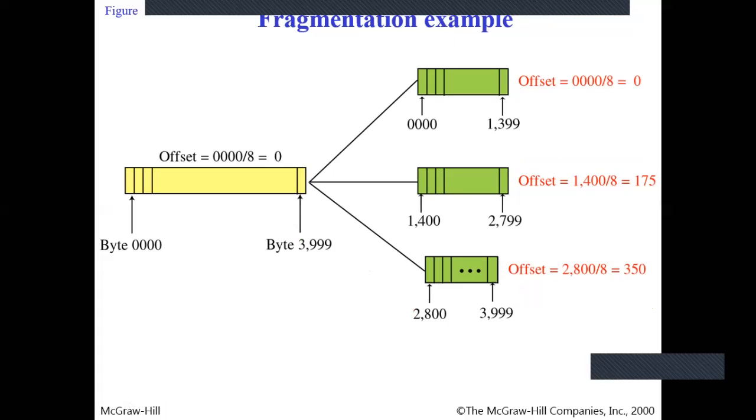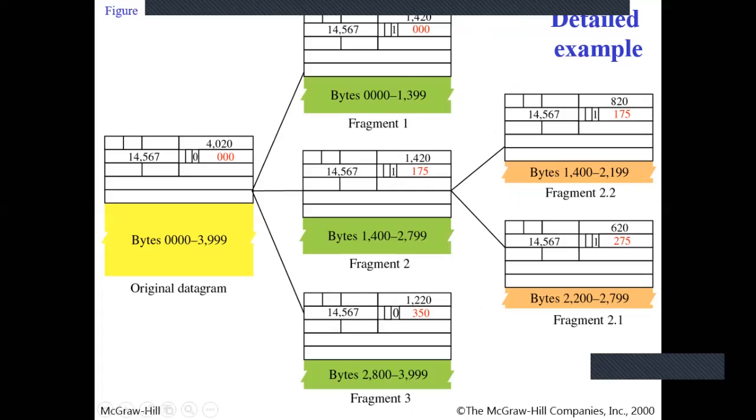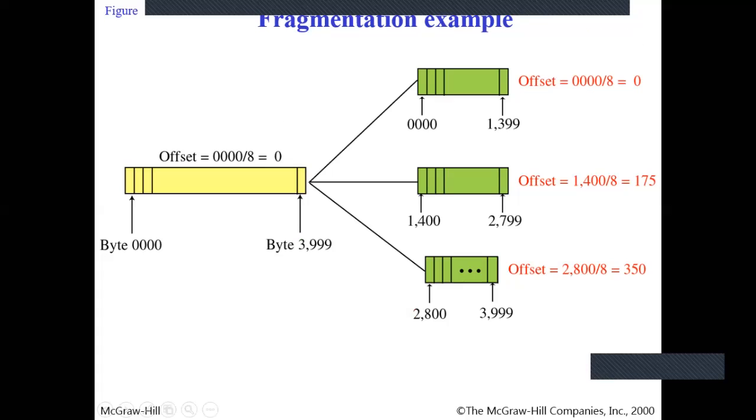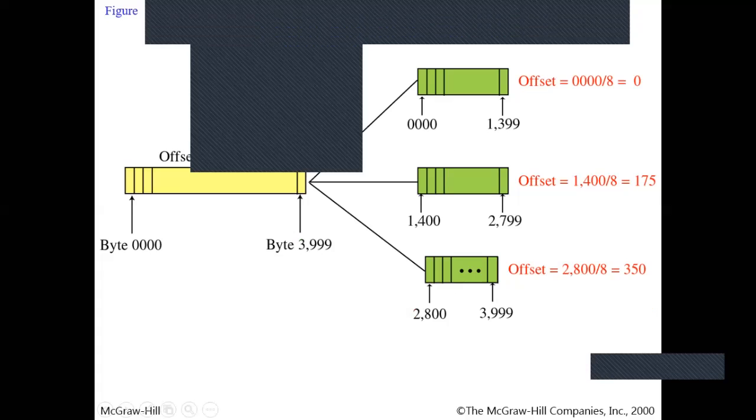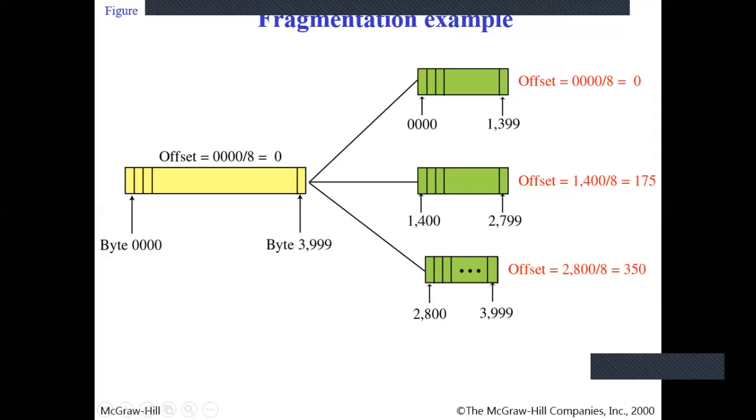Okay. And the offset value of the third fragment is 2800 divided by 8, which is 350. If this offset value 350 is multiplied by 8, we get the position from which the third fragment will start. Clear? This is the fragmentation.